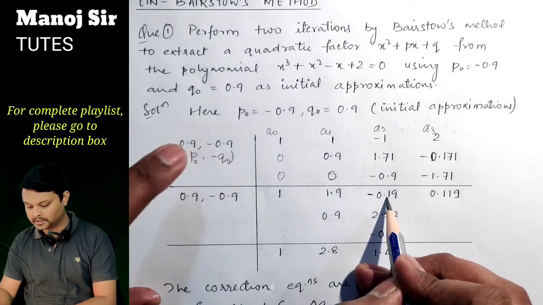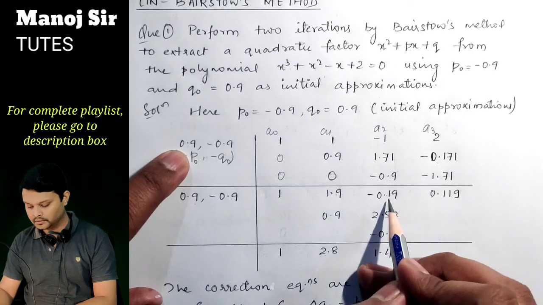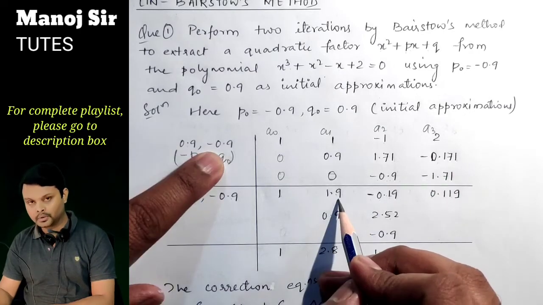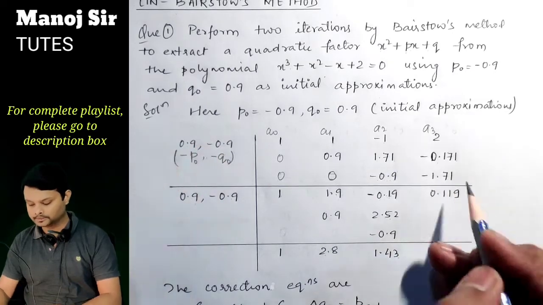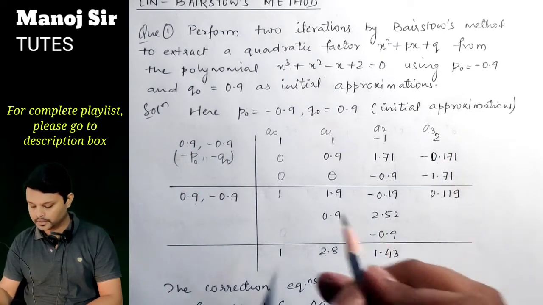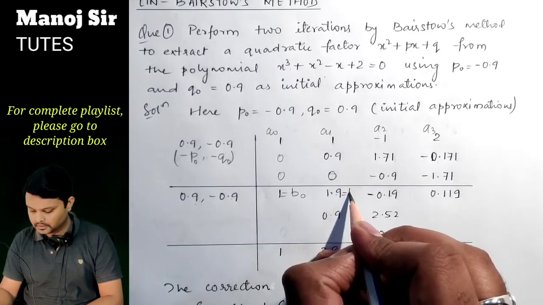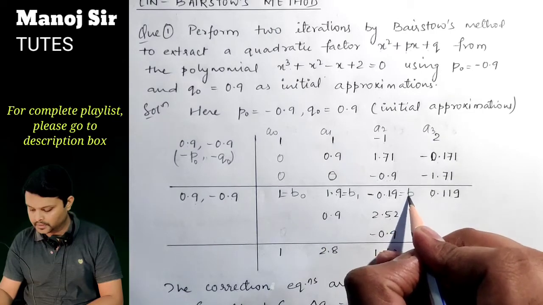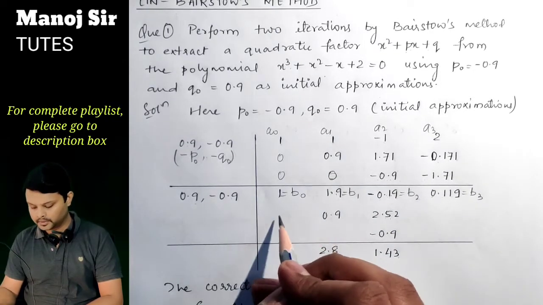Again multiply this with this value, you will get this value. Again for this value we will take the previous value of this, 0.9 into minus 0.9, that is minus 0.81. Again on adding these three values you will get 0.119. This is the value of b naught, this is the value of b1, this is the value of b2, and this is the value of b3. Now we will repeat this again.